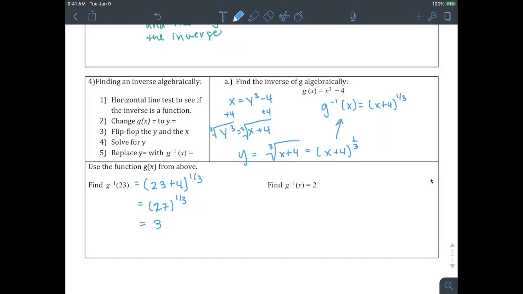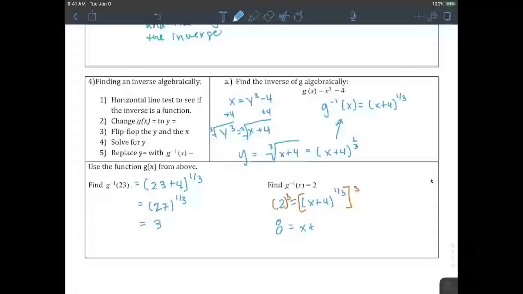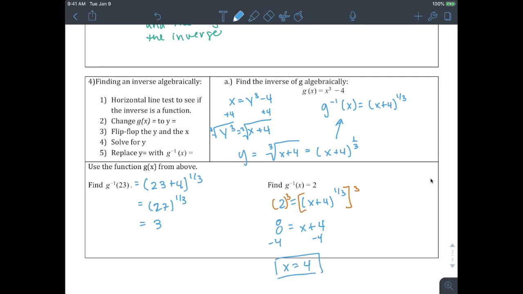Okay, G inverse of x is equal to 2. So we're going to plug in 2 on the outside. We get x plus 4 to the 1/3 is equal to 2. To undo the third power, we're going to cube both sides. So I get 8 is equal to x plus 4. And then subtract 4. So x is equal to 4. And we stop.